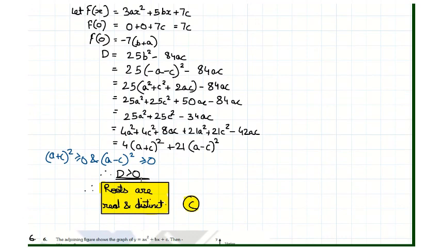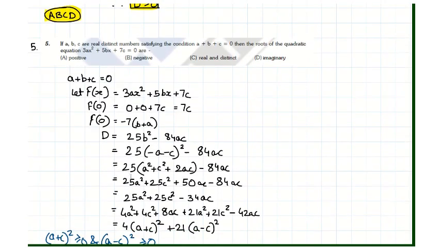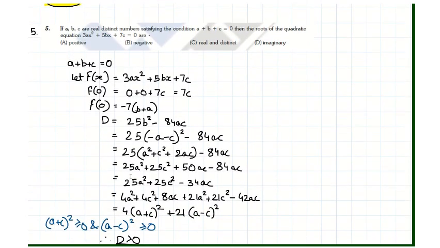Now, here why we are not getting discriminant greater than or equal to 0 is, if a plus c is equal to 0, a minus c whole square has to be greater than 0. Or if a minus c whole square is equal to 0, we have a plus c whole square greater than 0. Both cannot be 0 at the same time, because that would mean that a and c are equal to 0, and this equation would give b and x equal to 0, which is not possible.